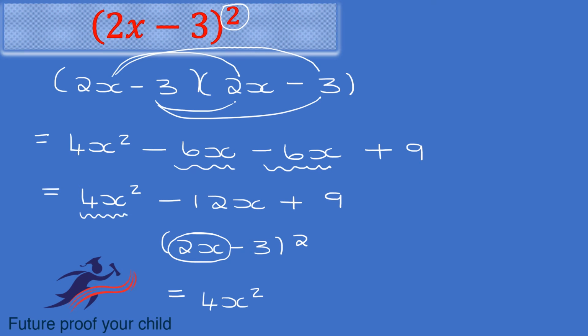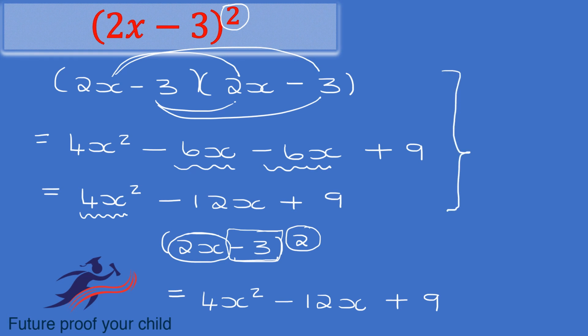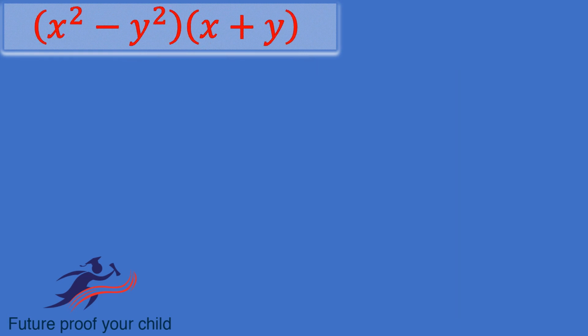Now to get the middle term, we're going to take that 2x and multiply it by negative 3, which is negative 6x. Then multiply it by 2, which gives me minus 12x. And then I'm going to take the second term, which is this negative 3, and multiply it by itself. And negative 3 times negative 3 is positive 9. But if you don't feel comfortable, I would suggest that you do it the first method.